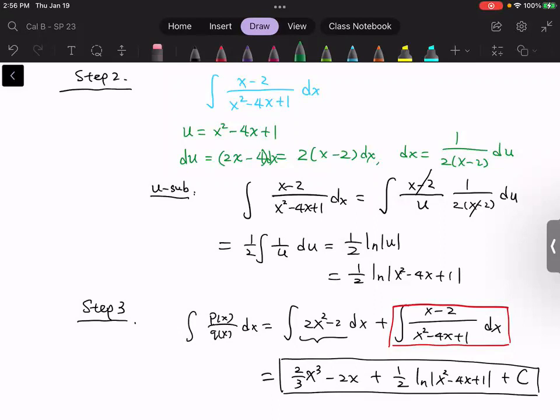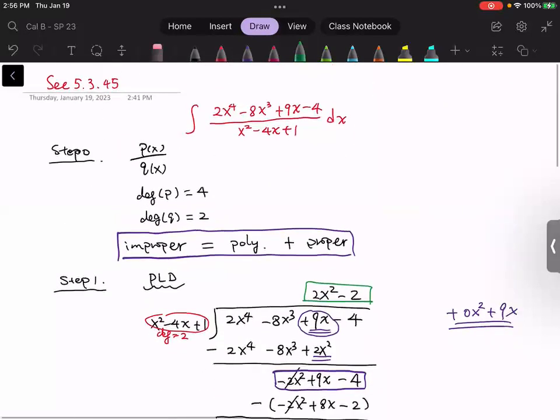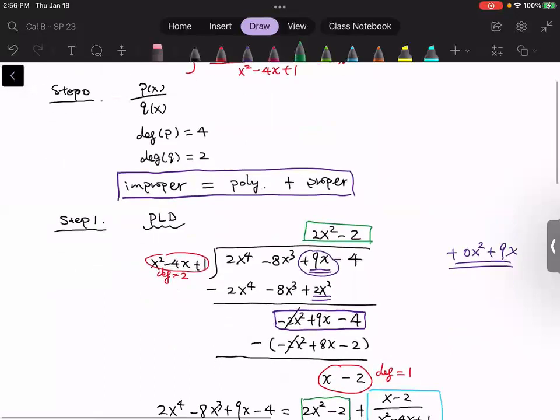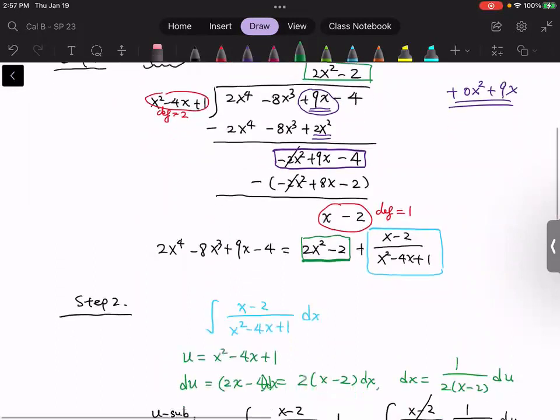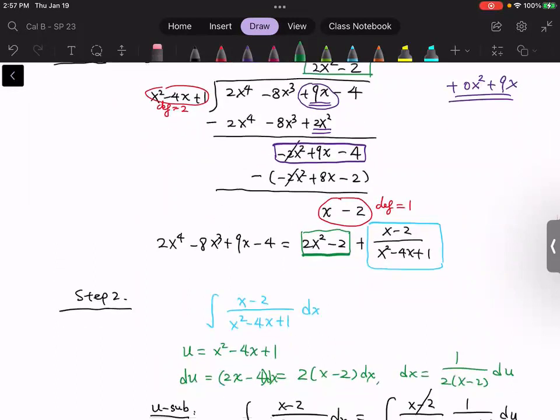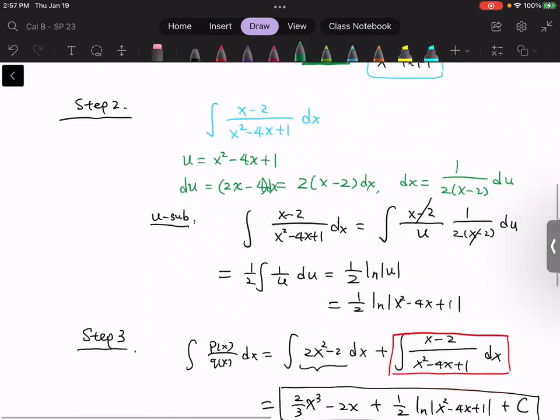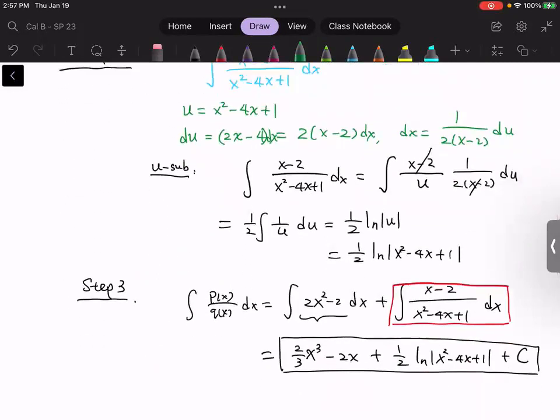All right, a quick recap. Step 0, analyze the problem and figure out a plan to solve it. Step 1, polynomial long division. Step 2, deal with the proper rational function. We could use any techniques we have learned so far, not only the algebra technique. Step 3 is just to combine the existing results.